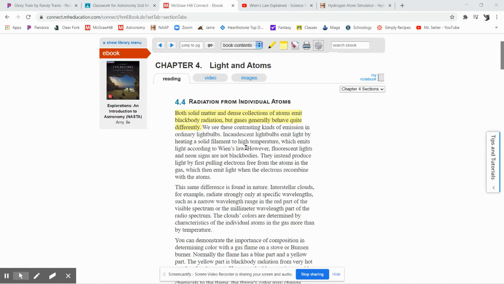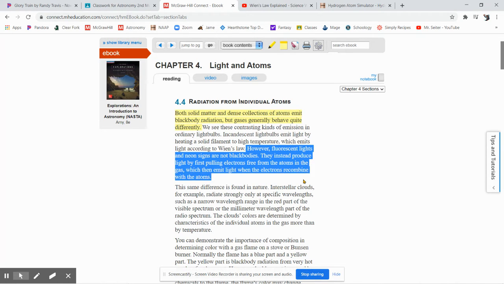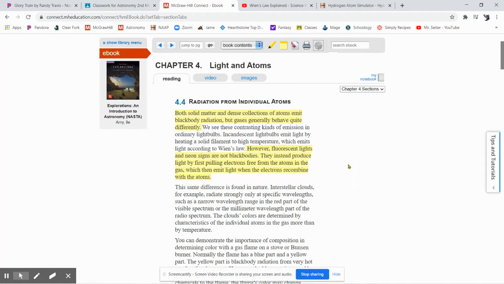And it says right here, however, fluorescent lights and neon signs are not black bodies. Remember, for it to be a black body, it has to have a lot of atoms close together, a lot of those particles close together, where gases do not. Remember, gases are spread out. They instead produce light by first pulling electrons free from the atoms in the gases, which then emit light when the electron is recombined.